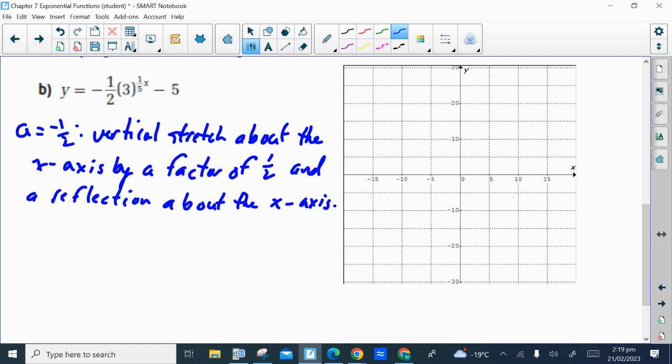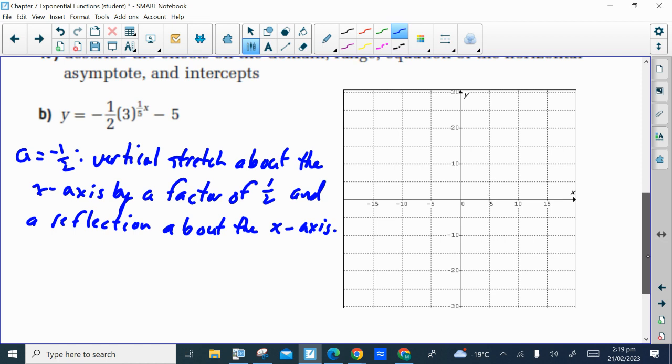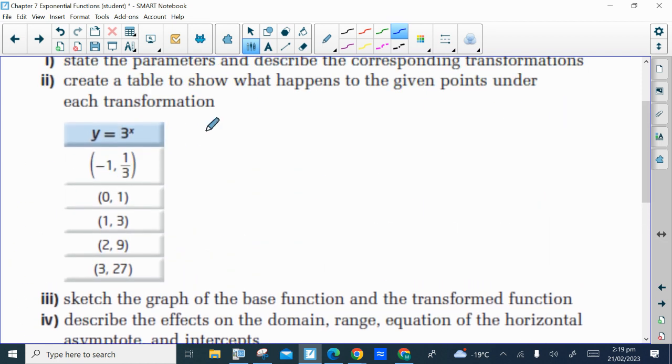When either a or b is negative, there's actually two transformations there. But we can do them simultaneously by multiplying all the y values by negative 1/2. That'll do them both. So when we write our points for y equals negative 1/2 times 3 to the x, all the y values will be multiplied by negative 1/2. So in this case, the x values won't change. The y values are multiplied by negative 1/2.